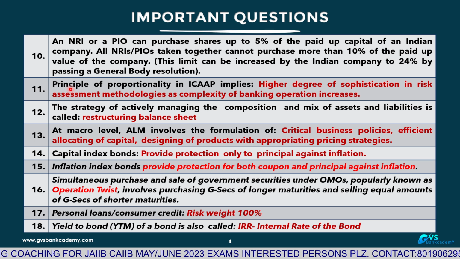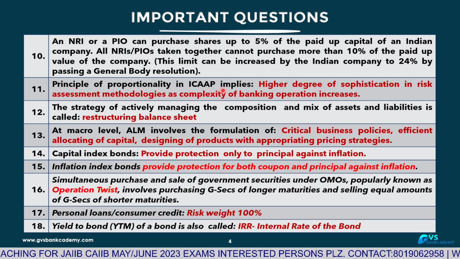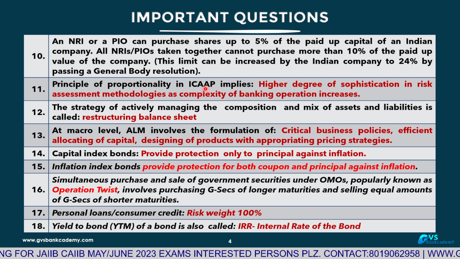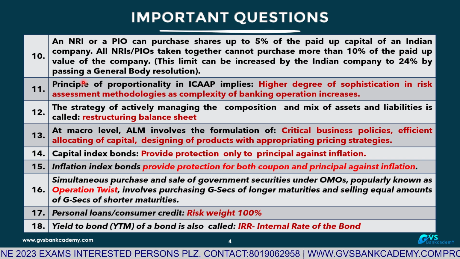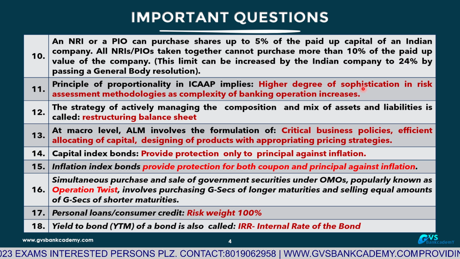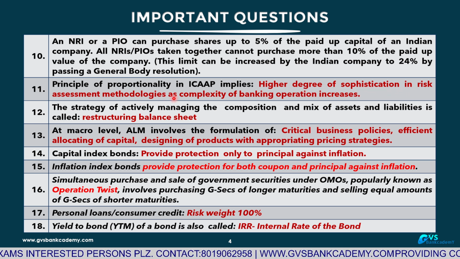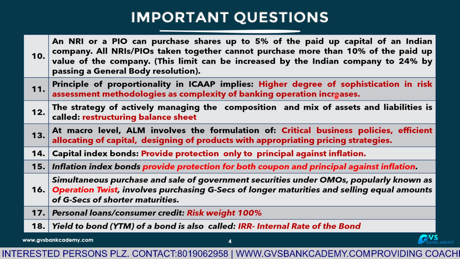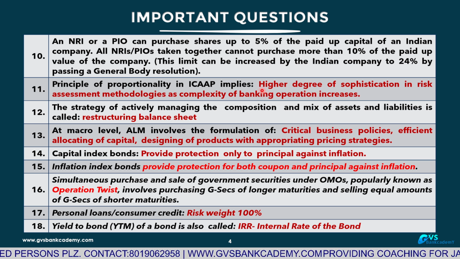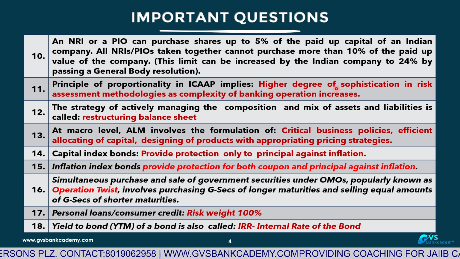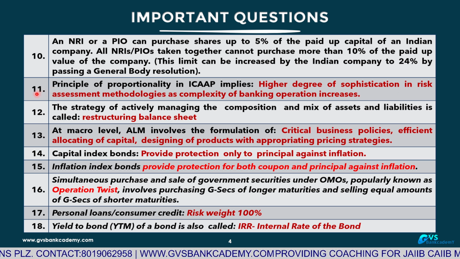Question number 11. Principle of proportionality in ICAAP, internal capital adequacy assessment process, a main element under Pillar 2, supervisory review evaluation process. This is a board approved forward looking document having the principle of proportionality. What is meant by the principle of proportionality? A higher degree of sophistication in risk management is required based on the complexity of banking operations. If the banking operations are complex in nature, they must have a higher degree of sophistication in risk management. That is the principle of proportionality.